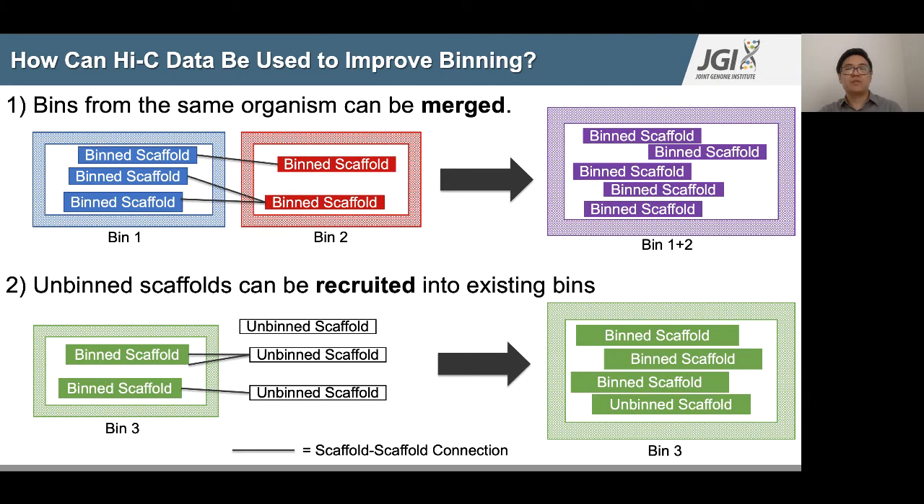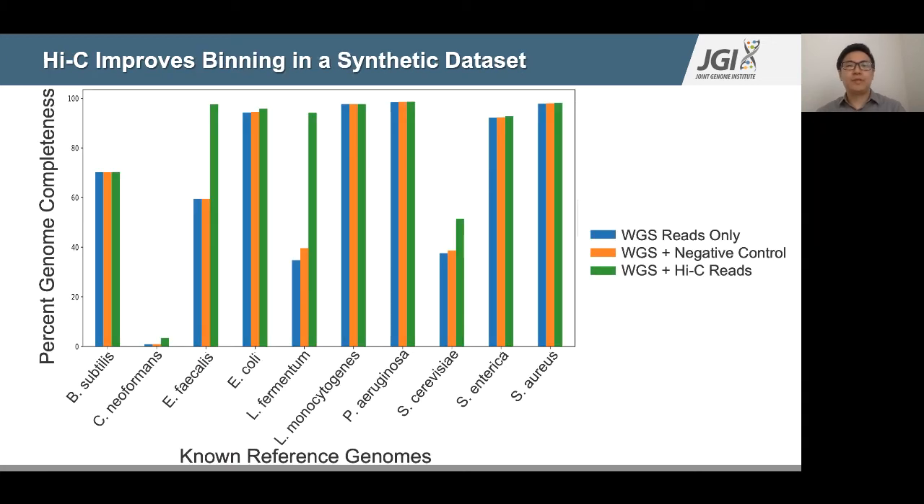Another way scaffold-scaffold connections will be used is to recruit unbinned scaffolds into existing bins. By correctly recruiting more unbinned scaffolds to each metagenomic bin, we hope that the bin will capture a larger percentage of an organism's genome. The first dataset we applied our model to was a synthetic dataset comprised of 10 different known microorganisms. We wanted to eliminate strain heterogeneity.